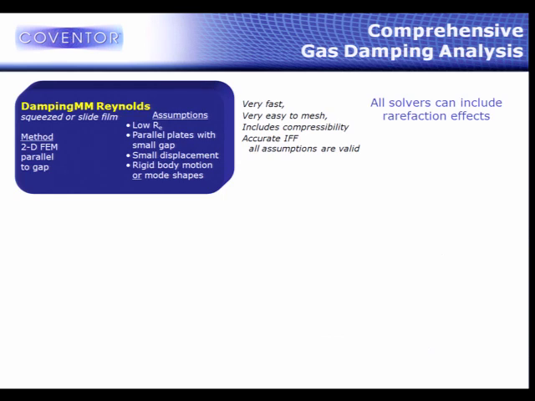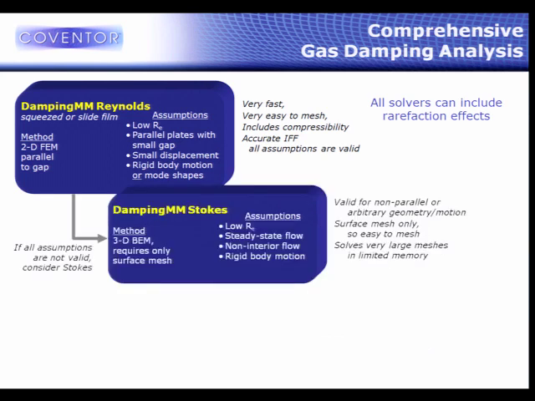So some guidance for how you choose a damping solver. Start with Reynolds. It's very fast, very easy to mesh, includes compressibility, and it's accurate if the assumptions apply. And the assumptions are small displacement, small gap. The gap has to be parallel, more or less, and it's useful for rigid body motion or mode shapes. And low Reynolds number, so you need to look at that. With all fluidics, you have to look at the Reynolds number.